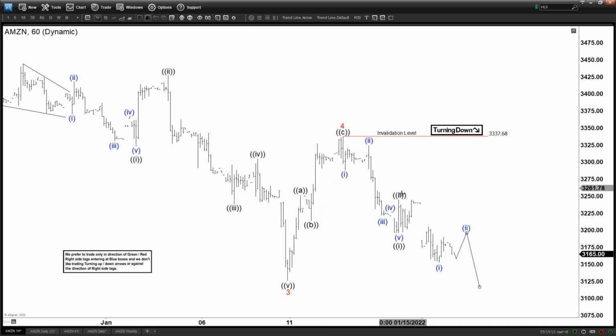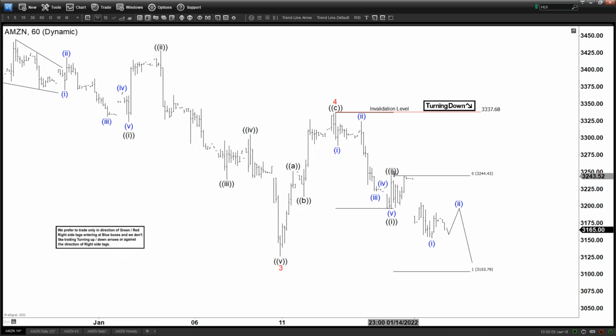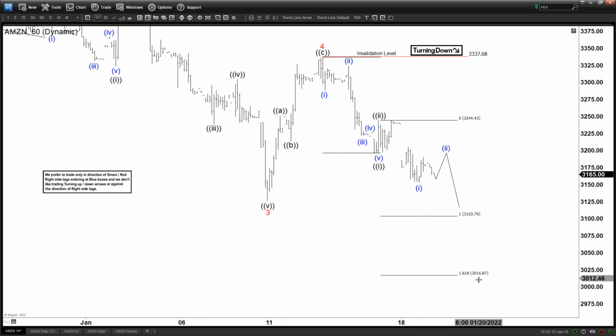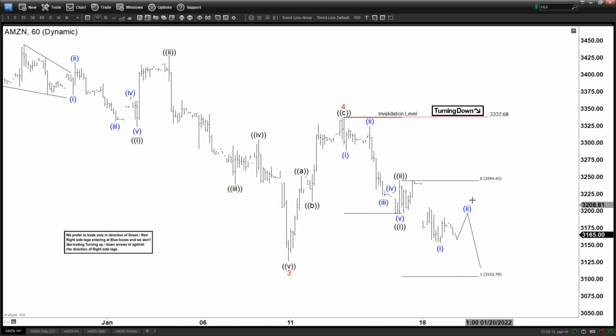Now if this is the right 1 and 2 here, then we could extend all the way down to this 100%, but because it is a wave 3, it can potentially go to 3017 here and continue to see more downside.